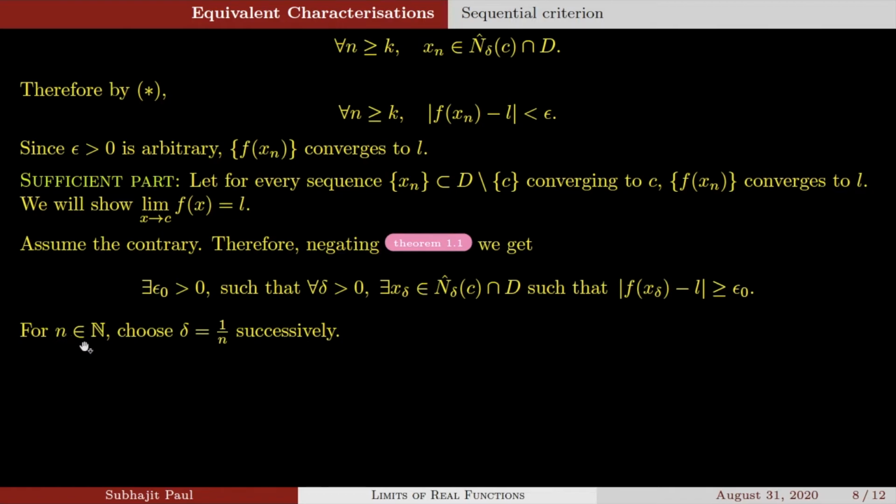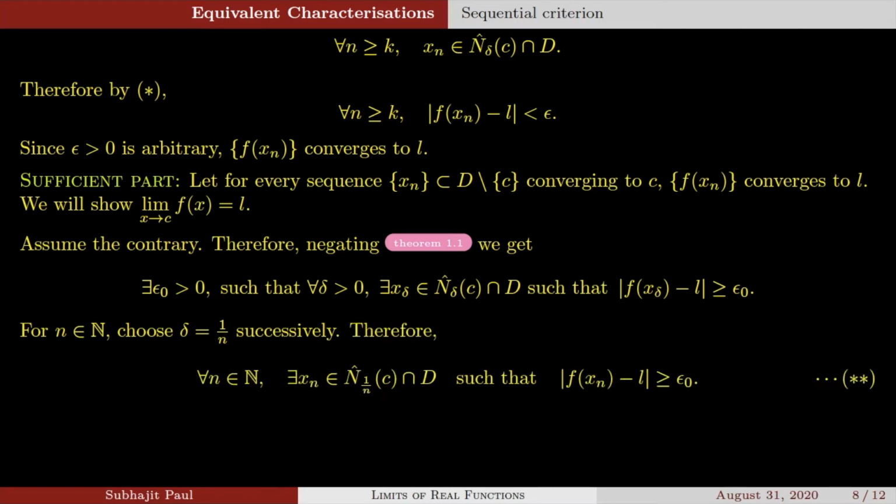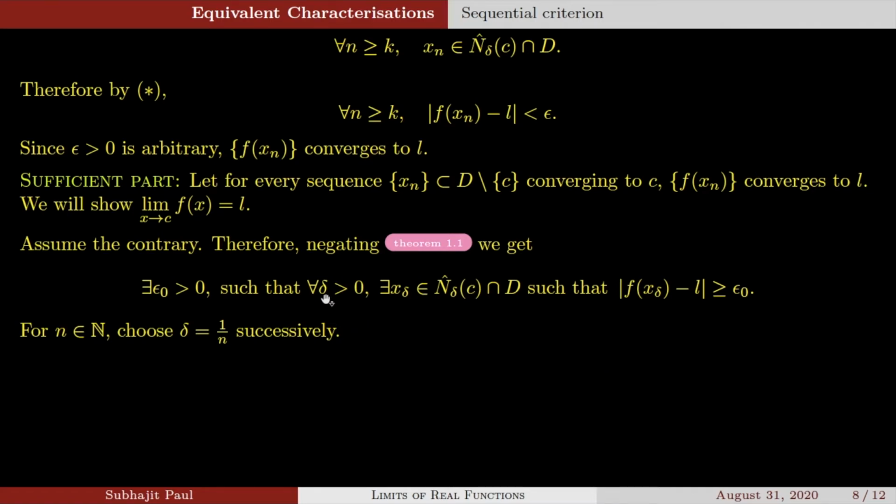For every natural number n, choose delta equal to 1 over n successively. Therefore, what do we get? We choose delta equal to 1. Let me say it this way: for n equal to 1, delta equal to 1, we get a point x1 such that |f(x1) minus L| is greater than or equal to epsilon.